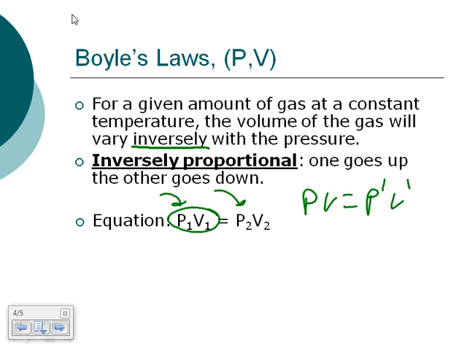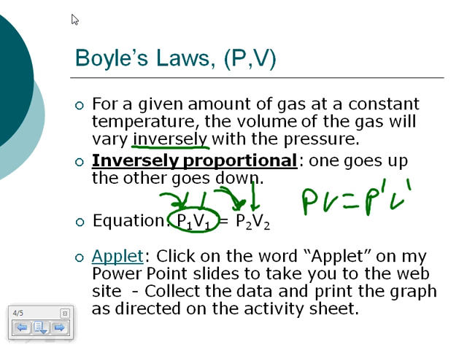Your initial pressure and your initial volume have to go together. Your final volume and final pressure have to go together. You have to keep those together. P1, V1. They have to be at the same time, at the same moment in time. And we can do that easily by writing down our knowns and unknowns, which we're going to want to do.